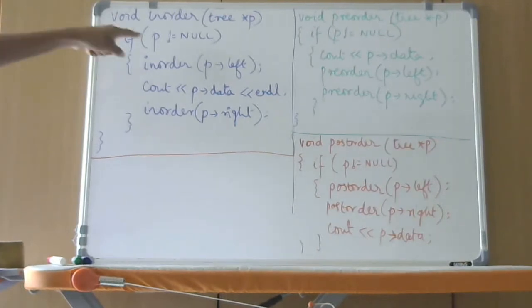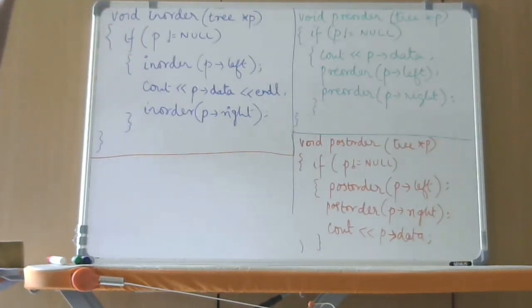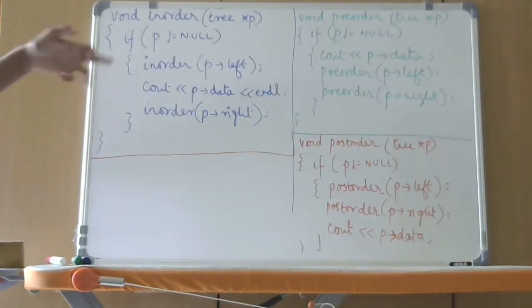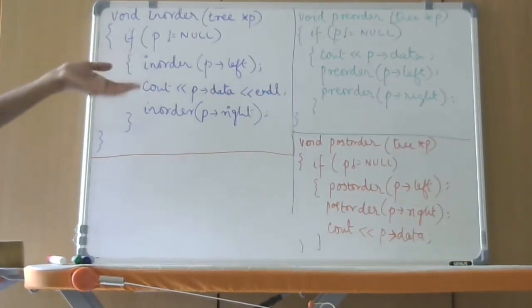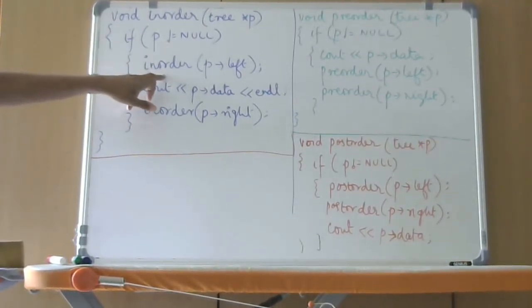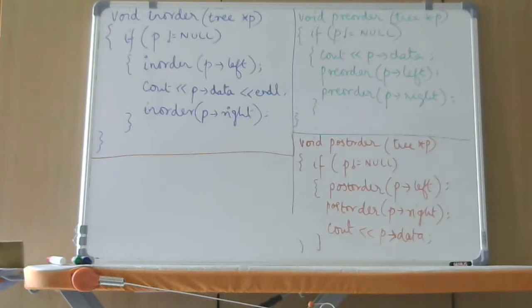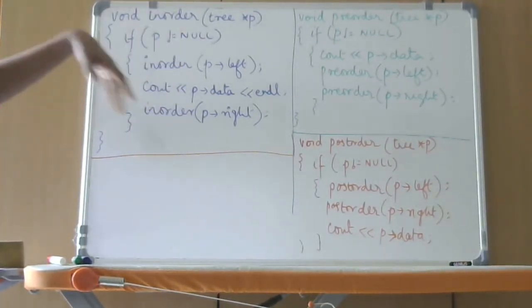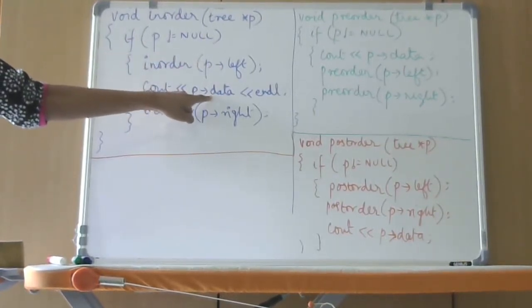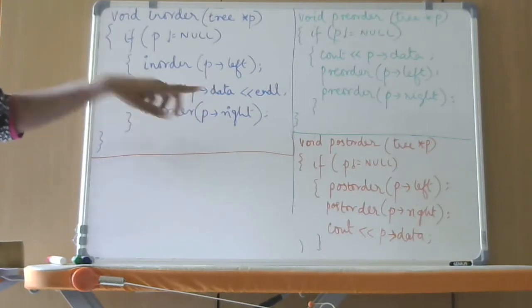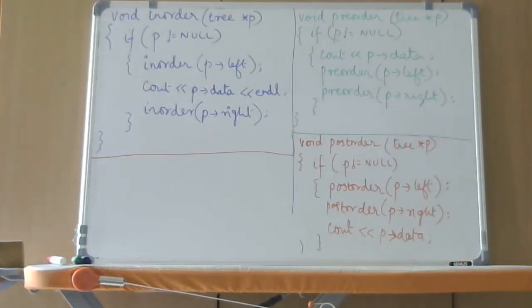So in in-order, if P is not equal to null, obviously if the tree is not null only, we are going to traverse. If the tree is null, then we can't do anything. If you want, you can add that. If P is equal to null, tree is empty, we can't traverse. Maybe you can add that. If P is not null, first, what is in-order? In-order is left, root, right. Correct? So first you are calling this function recursively, in-order of P of left, and then this is your root, P of data, and then in-order of P of right. You are calling this function recursively. Left, this becomes your root, and then right.